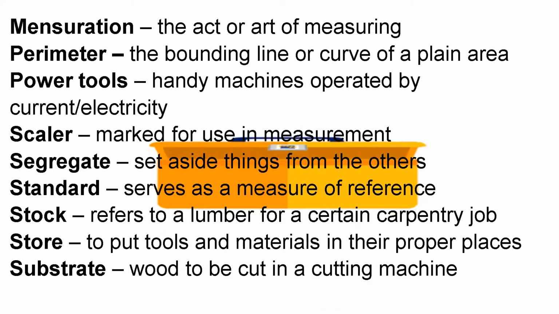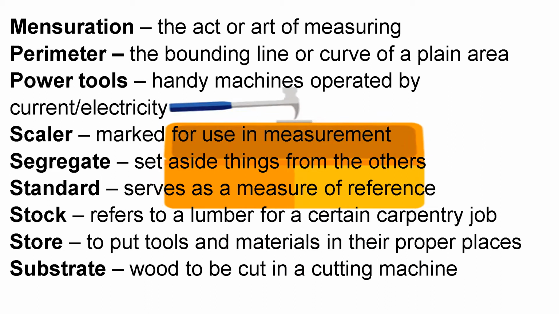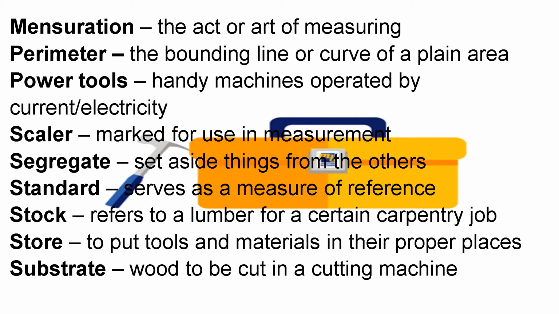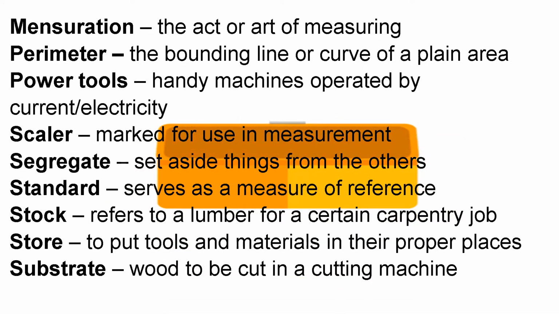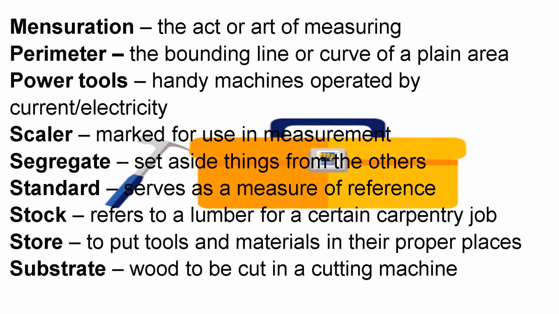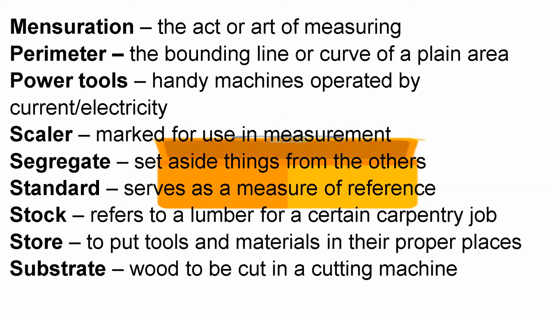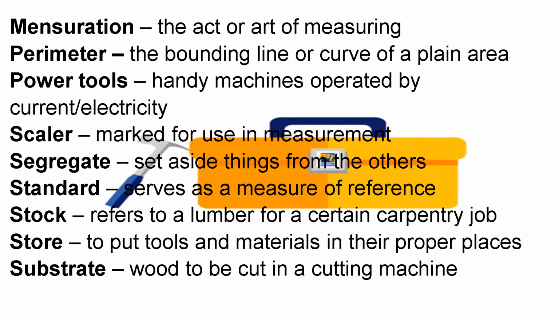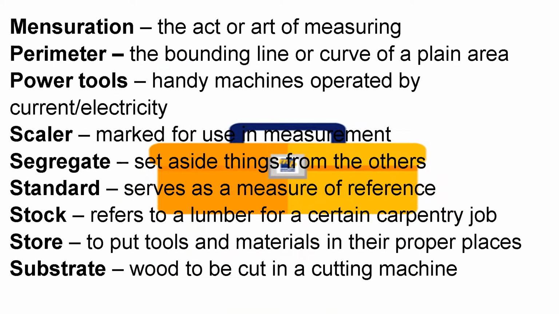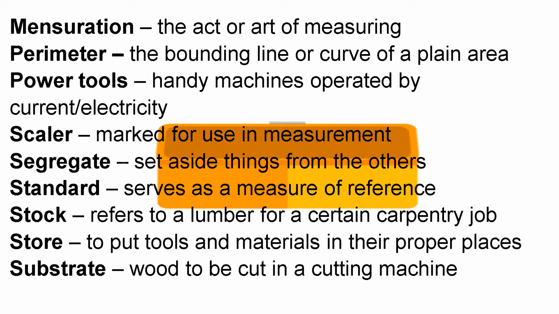Then, we have mensuration: the act or art of measuring. Perimeter: the bounding line or curve of a plane area. Power tools: handy machines operated by current or electricity. Scaler: mark for use in measurement. Segregate: set aside things from the others.